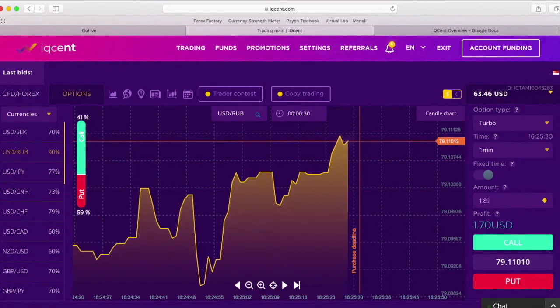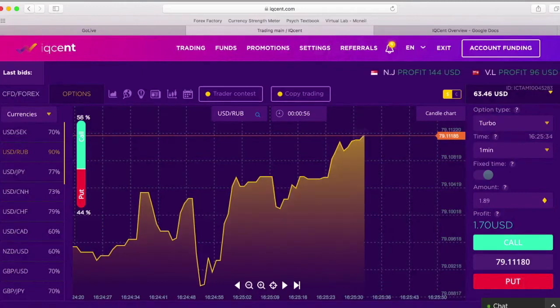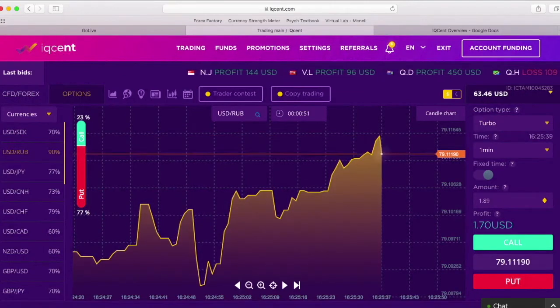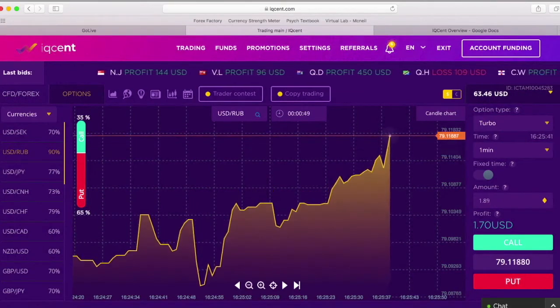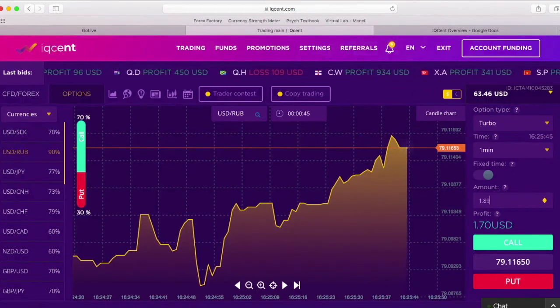Even though I'm on my demo account and it's virtual money, it's still good to practice risk management on your demo account. Keep in mind that doing this will help you grow your account faster, and the more you grow your account, the more you're able to risk per trade. So next I want to show you how to actually place trades and what that would look like.